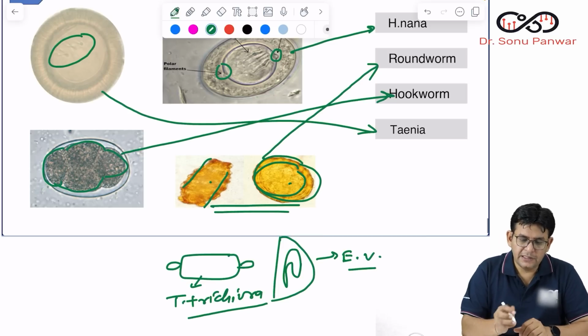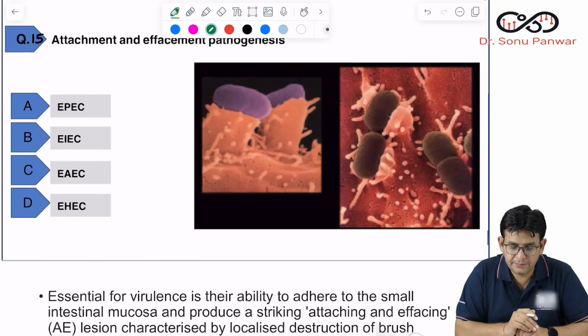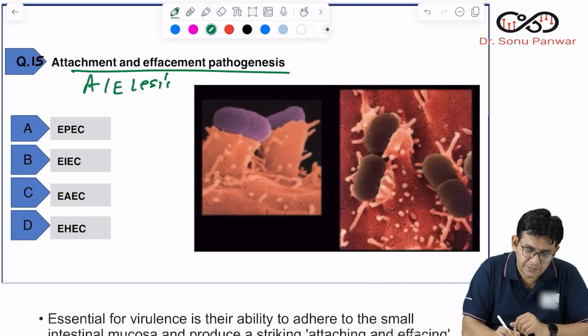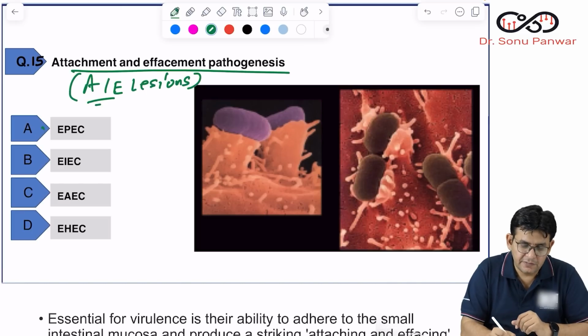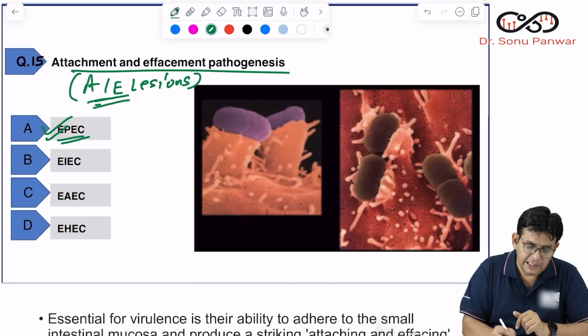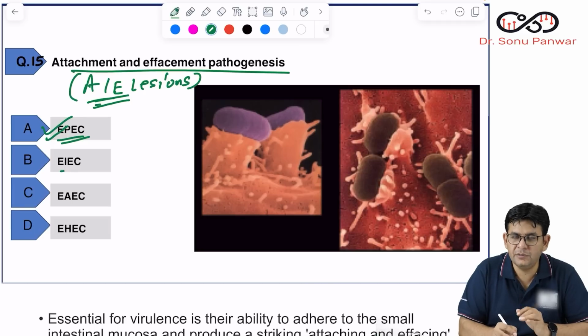Now coming to the last one, the attachment and effacement pathogenesis. A/E lesions are observed in the pediatric age group, EPEC. This particular one leads to attaching and effacing lesions, attaching to the enterocytes and damaging them, effacing them. That is EPEC. Then you have EIEC, which resembles shigellosis and secretes a Shiga toxin, bloody diarrhea.